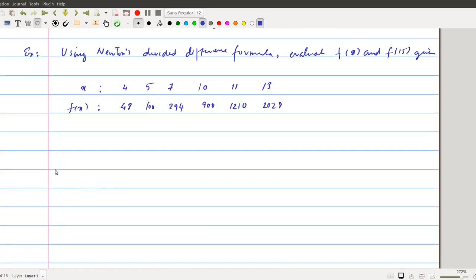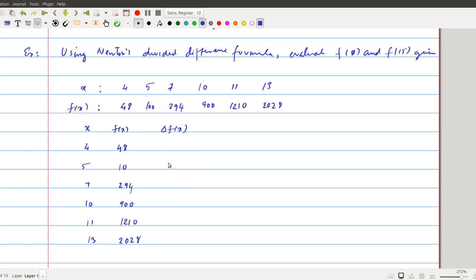Now we start the table, that is 4, 5, 7, 10, 11, 13. These are the x values here, and this is f of x here. We have 48, 100, 294, 900, 1210 and 2028. So these are the values. Now we have to evaluate delta f of x.